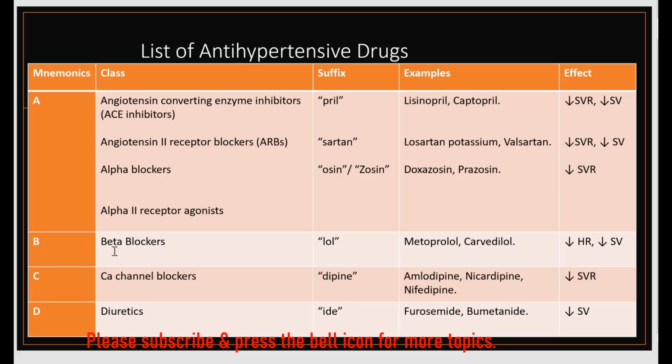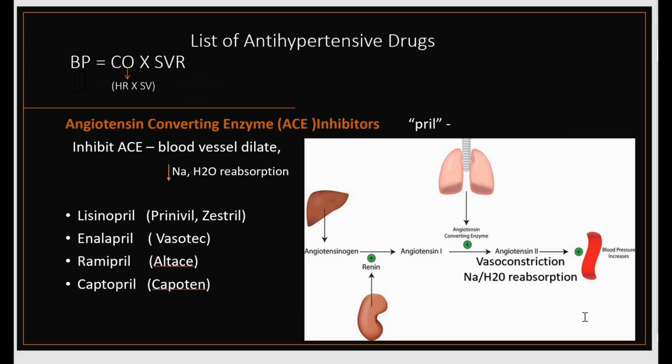Now the letter B stands for beta blockers, ending with lol, example metoprolol, carvedilol. C for calcium channel blockers, ending with dipine, example amlodipine, nicardipine, or nifedipine. Diuretics end with ide, example furosemide, bumetanide. Now the effects we will discuss as we see the actions of each group.